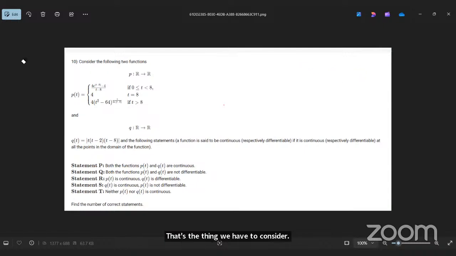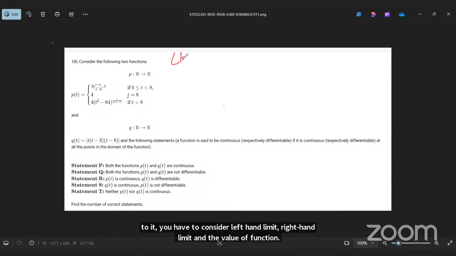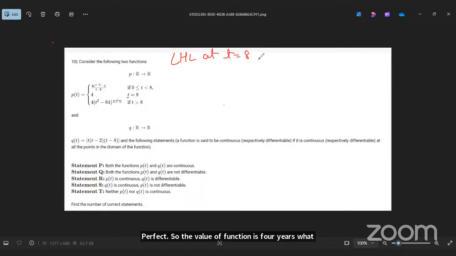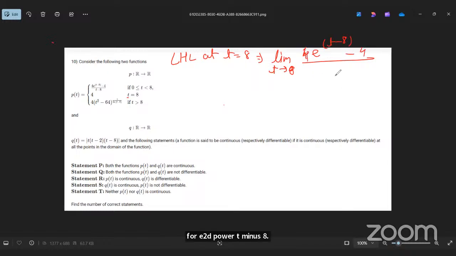If you take x equals 8, since this function is defined in a piecewise manner, at x equals 8 we have to consider the left-hand limit, the right-hand limit, and the value of the function, correct? The value of the function is 4 here. So what will be the left-hand limit at t equals 8? It will become the limit as t tends to 8 of (4e^(t-8) - 4)/(t-8). Now observe that t tending to 8 minus is the same as t going to 8, because the expression is given to us.